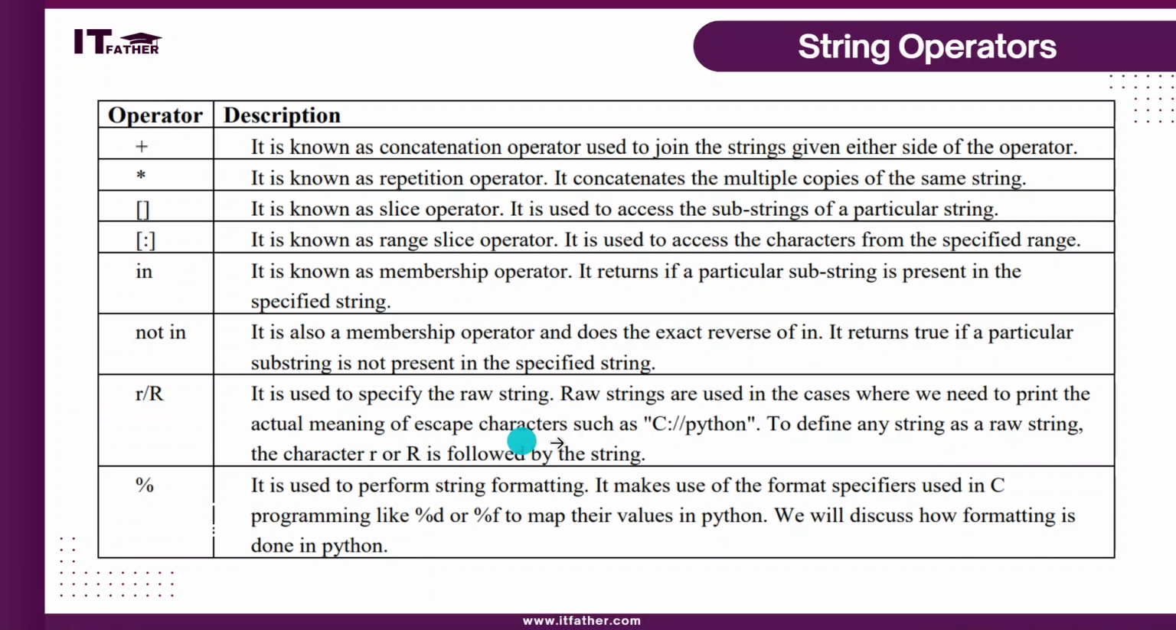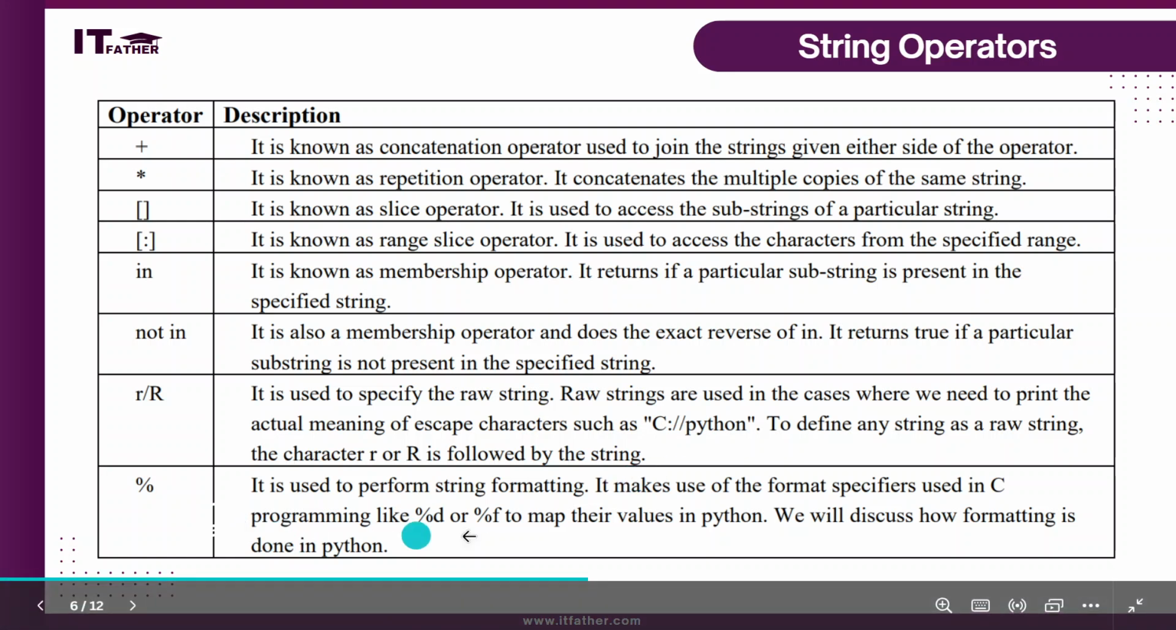R is used to specify a raw string. Raw strings are used in cases where we need to print the actual meaning of escape characters, like in C and Python. Specifically, when we work with the file handling concept, we will be using this R, because that will print the real meaning of escape sequences there.